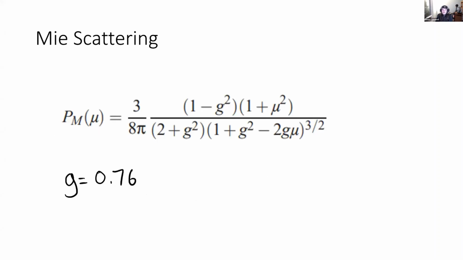The Mie scattering phase function is a bit more complicated, but they don't get into what G represents. I think this is, again, where it veers into the more physics territory, but in the paper, they just set G equals 0.76, and that makes this function less scary to compute.